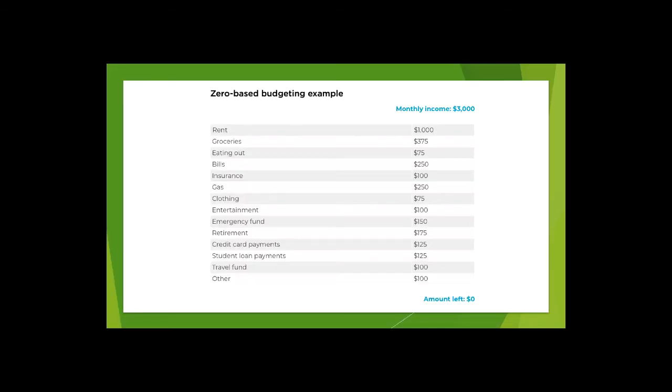Here's a zero-based budgeting example. Let's say someone has a monthly income of $3,000, that's after taxes. They're spending $1,000 on rent. How much do they want to spend on groceries? How much are they spending on eating out? What kind of bills are we talking about? What about insurance? They're spending money on gas for the car, clothing, some entertainment, an emergency fund. You see here, it's broken down, as well as setting up a fund for travel. And there's only $100 in other. As you can see at the very bottom, every single dollar of that $3,000 in monthly income is accounted for one way or the other.